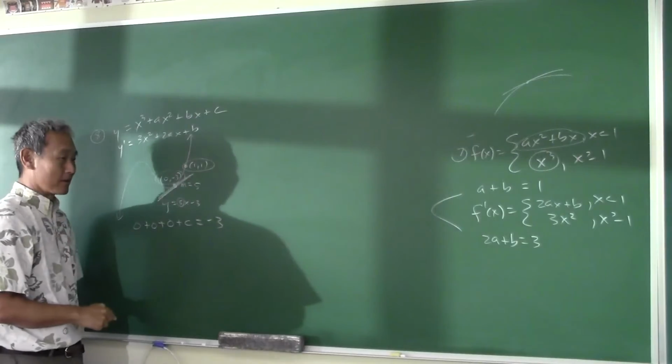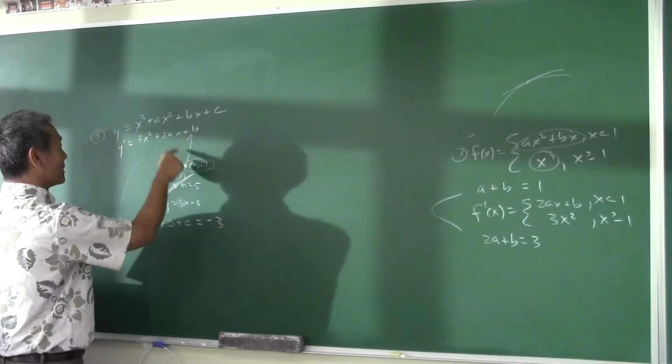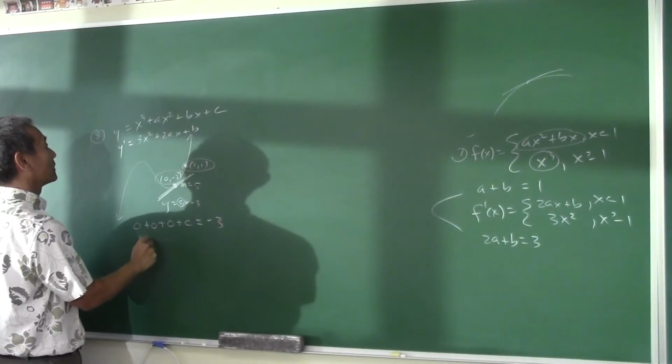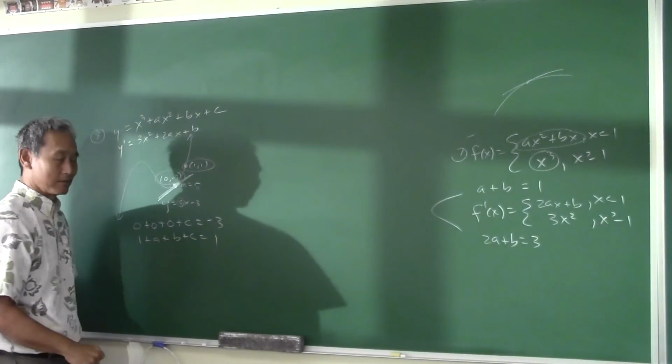Okay, here's another point on the graph. If I plug in 1 for x, the y coordinate will be 1. So let's do it. Plug in 1 for x. 1 plus a plus b plus c, that's equal to 1.